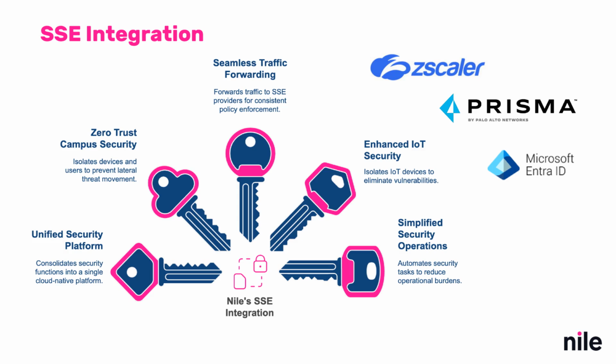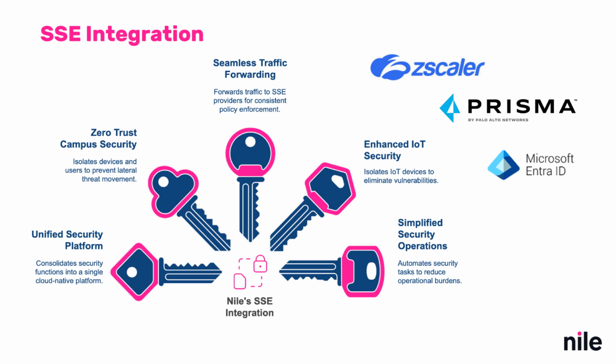Instead of relying on traditional VLANs or complex ACLs, Nile isolates every device and user on the wired and wireless network. This per-host isolation dramatically reduces your attack surface and stops threats from moving laterally across your network. Now, here's where the integration gets powerful. Nile's Trust Service forwards all campus and branch traffic directly to SSE providers like Zscaler, Palo Alto, or Microsoft to unify campus and branch security with that of your remote access model.